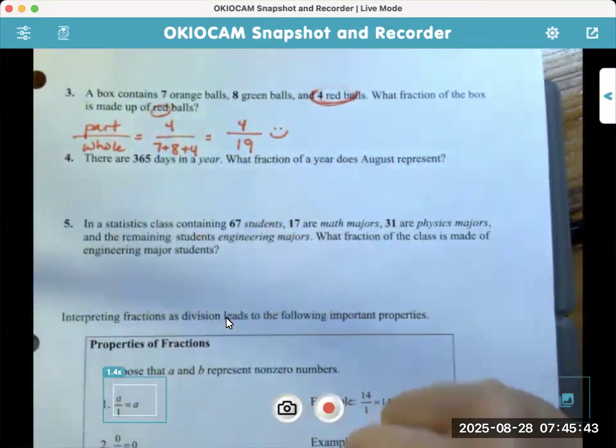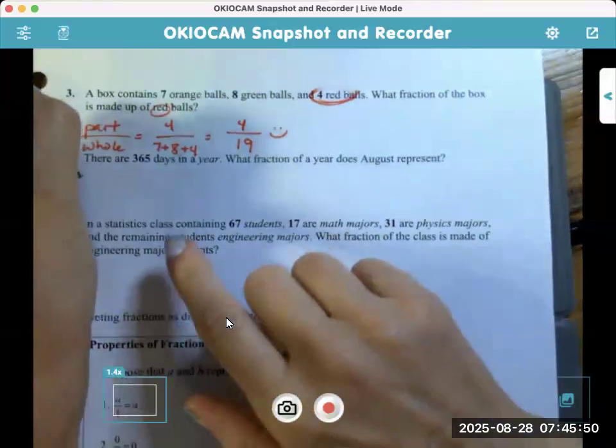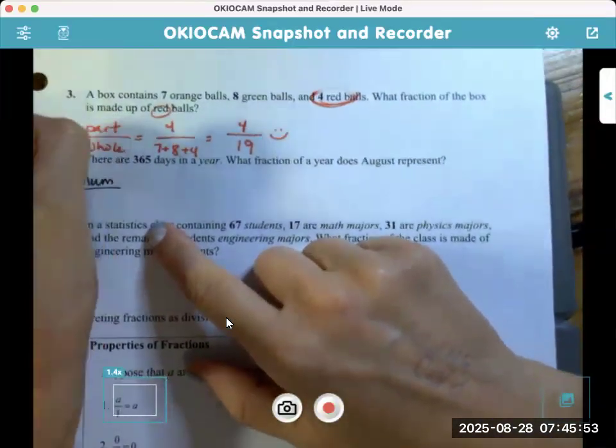So, if there are 365 days in a year, what fraction of a year does August represent? Again, think of a fraction. It's, yes, numerator over denominator.